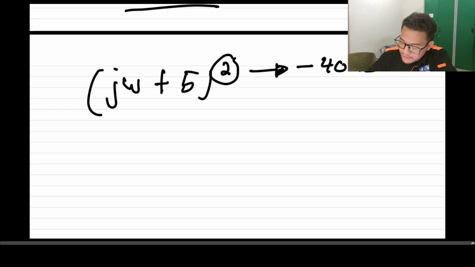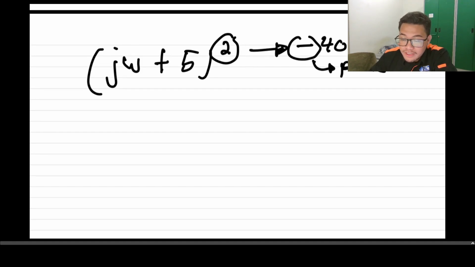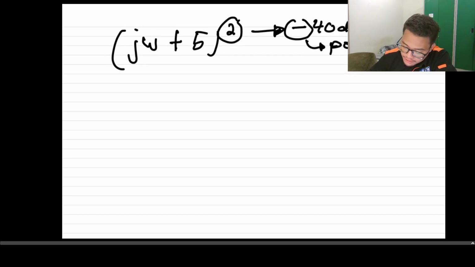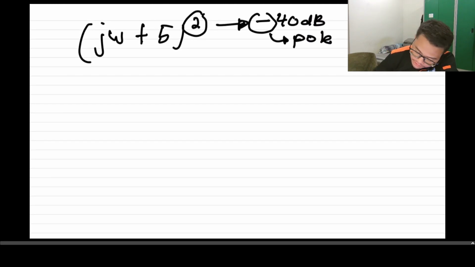Why do we get this negative? It is because it is at a pole. We must remember that the equation in the bracket is to the power of 2. So the actual value of 5 is 25. Therefore, we need to divide the value of 5 by 5 to the power of 2. So I write this equation.